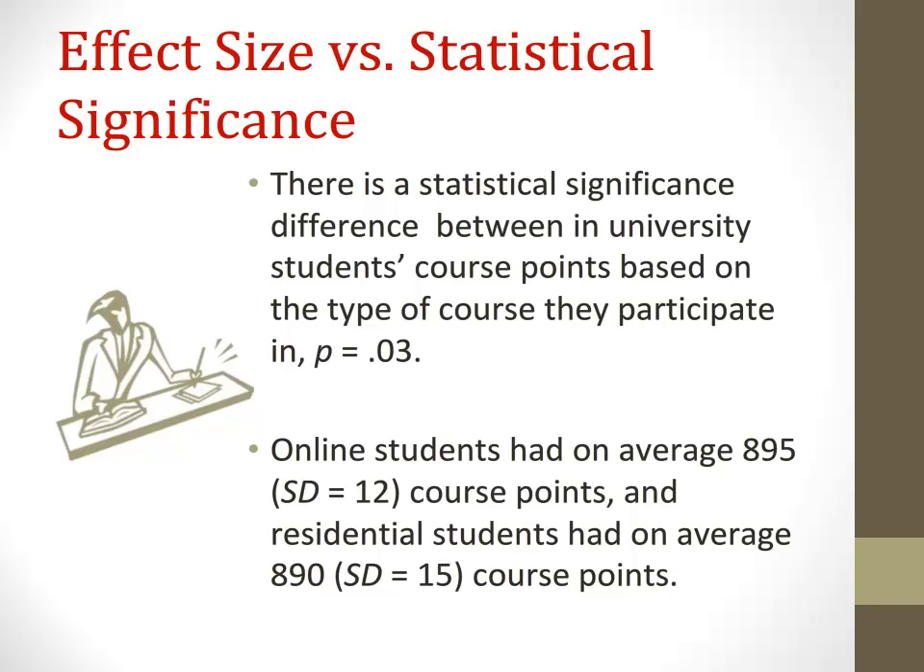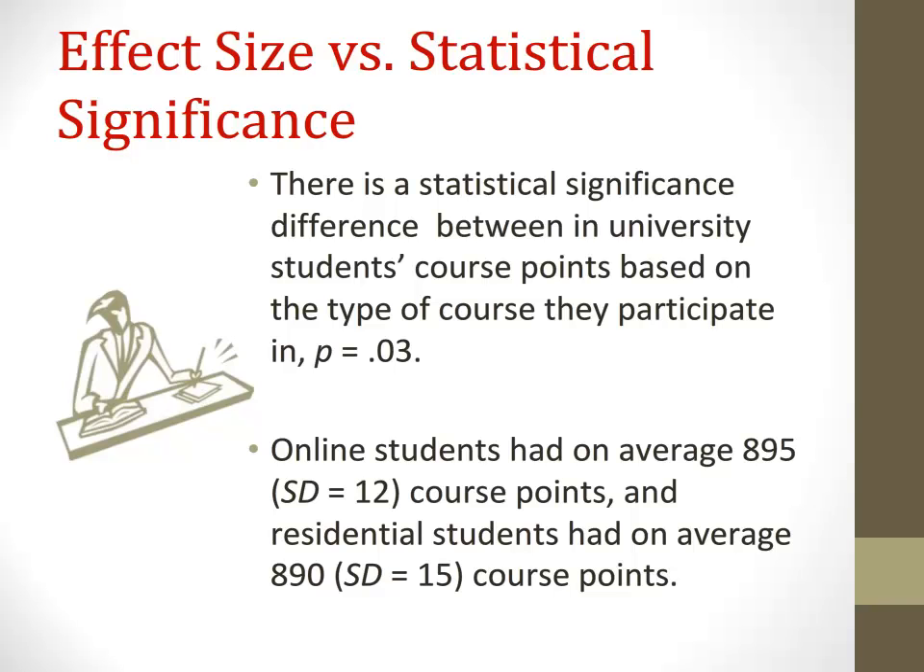Before we define effect size and talk about the difference between effect size and statistical significance, let's take a look at some examples. Here we see a researcher found that there was a statistically significant difference between university students' course points based on the type of course that they participated in. Here we see p equals 0.03, and if you remember, as long as your p value is below the significance level you set, usually 0.05, you can say your results are statistically significant.